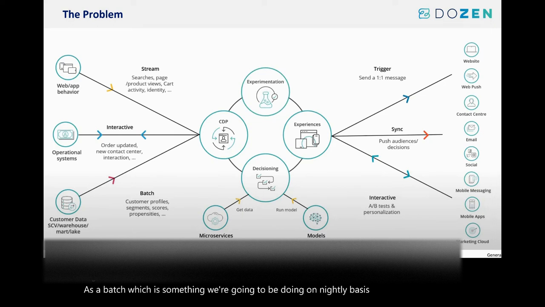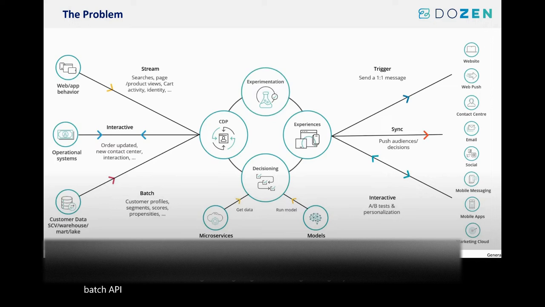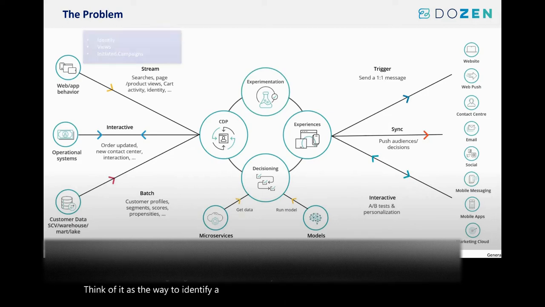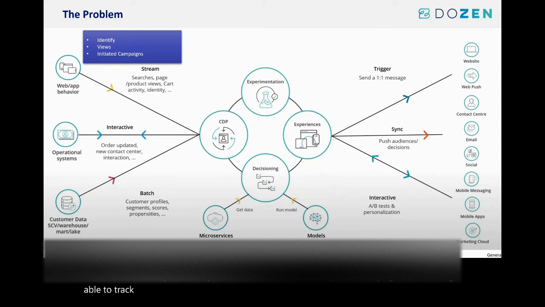We use the batch API to ingest information about each customer from the HR system on a nightly basis. Also, because we are a pre-authenticated solution, when every user logs in, we want to understand if it's the first time login or not. If it is, we want to send an identity event, which ultimately identifies the user. We're going to talk about identity events later in this series, but think of it as the way to identify a user. We also want to track their views and what campaigns they have initiated as part of that web app behavior.